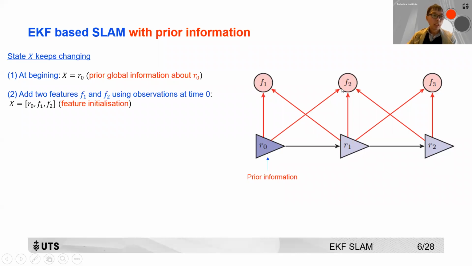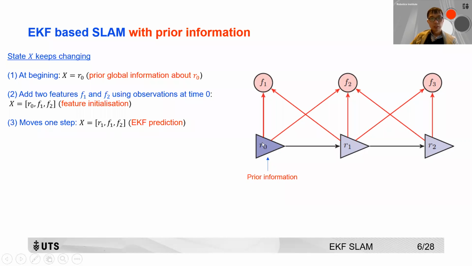So we need to add 2 features using the observations at time 0. So the state X becomes R0 plus feature 1 and feature 2. And this is called feature initialization. Feature initialization means using the observation and the current robot pose to get an estimate of the feature position, as well as an uncertainty, the covariance matrix of those feature 1, feature 2. So this is the second step. Add feature 1, feature 2 there.